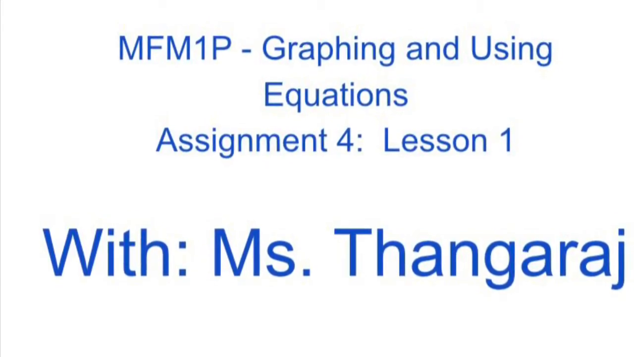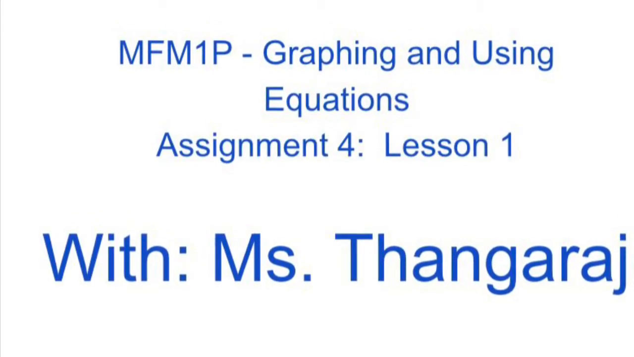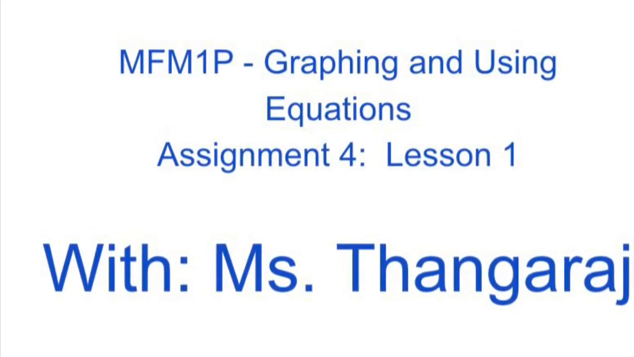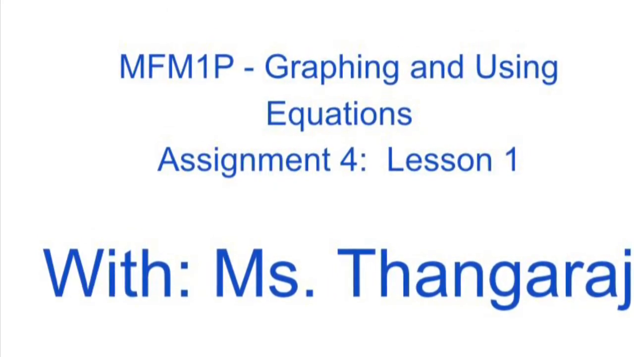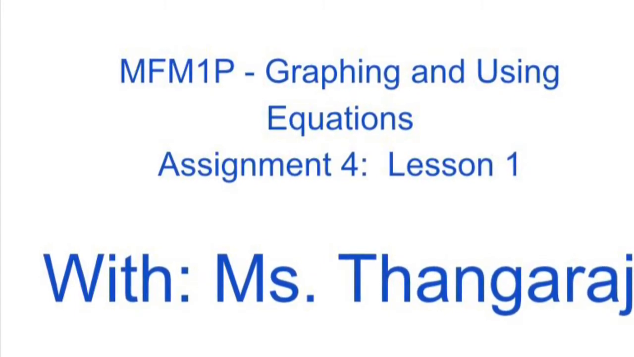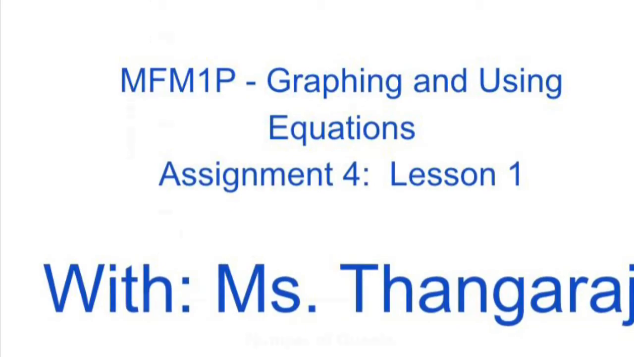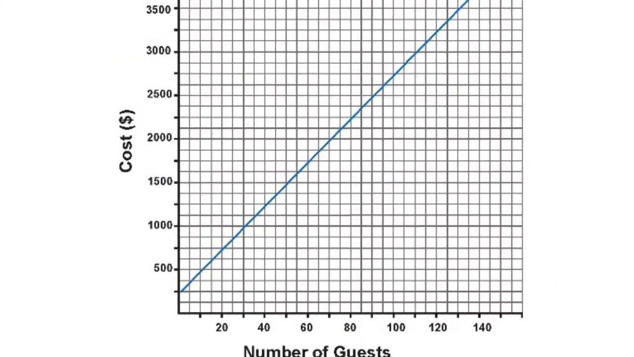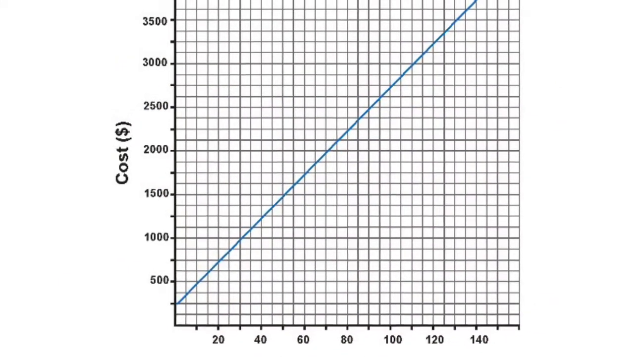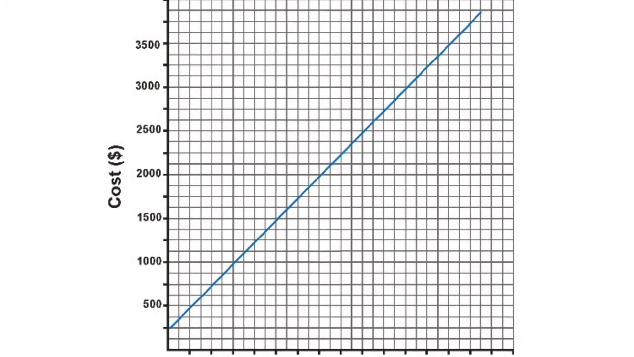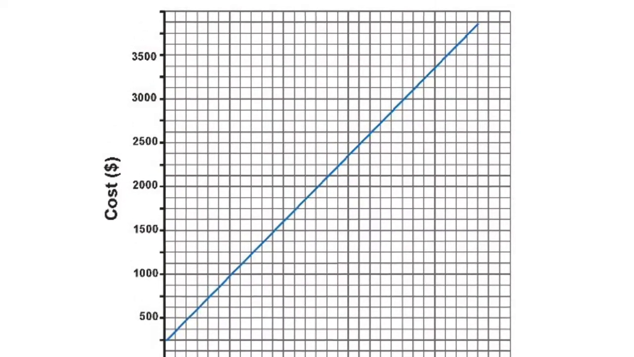In this video we're going to use graphing and equations to solve problems. You can find this assignment in classwork under Google Classroom, and you'll see that on page 1 there is a graph that looks like this. This graph compares the number of guests and the cost of having a wedding at a banquet hall.